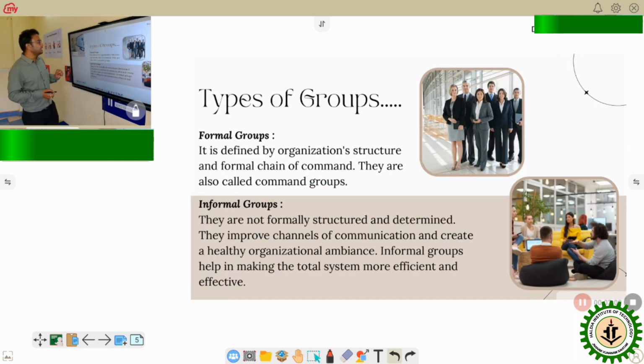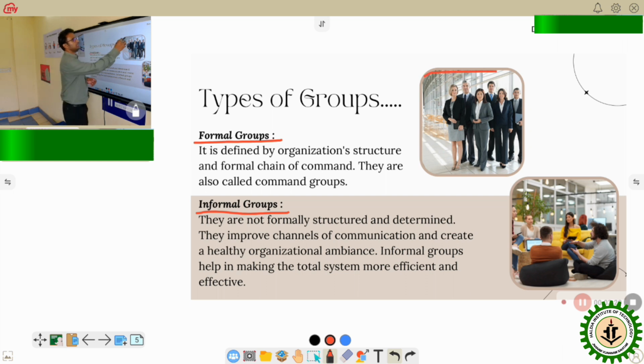Next, what are the different types of group? There are majorly two types of groups. First is formal group and second is informal group. So what is formal group? It is defined by organization structure and formal chains of command. As you can see in this picture, there are people in formal dress. They are working in the same group for the organization. It is given by the organization. It is not their own choice that they are in the group.